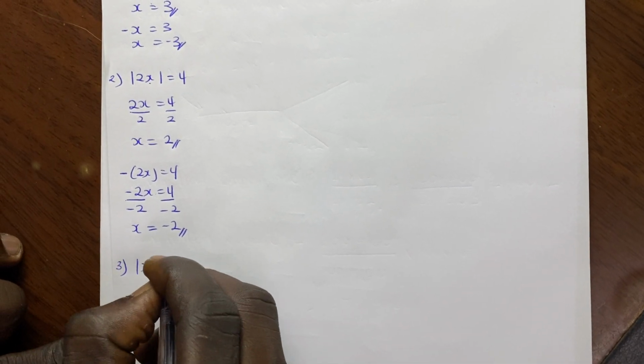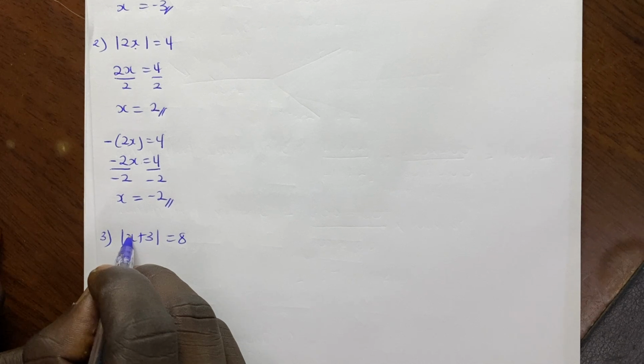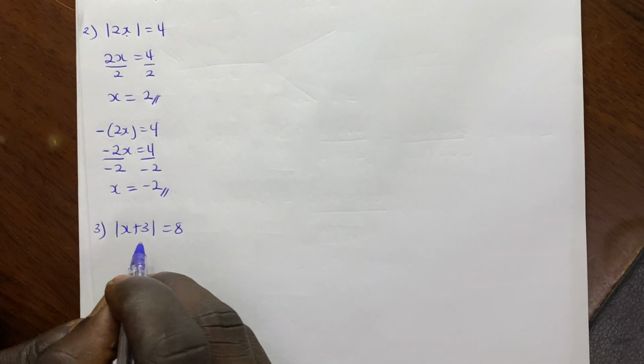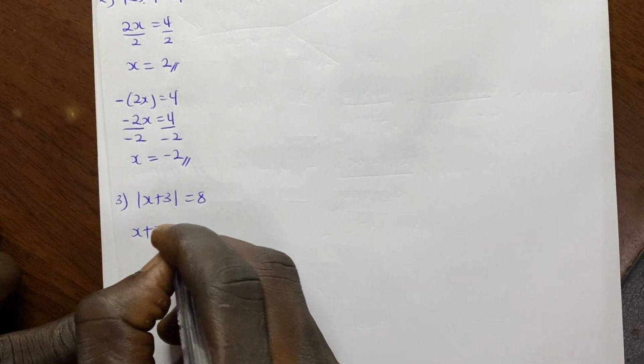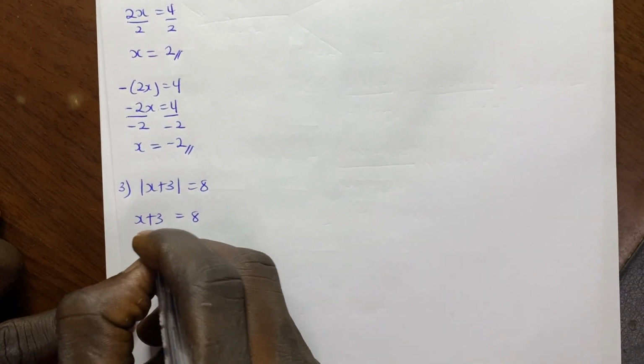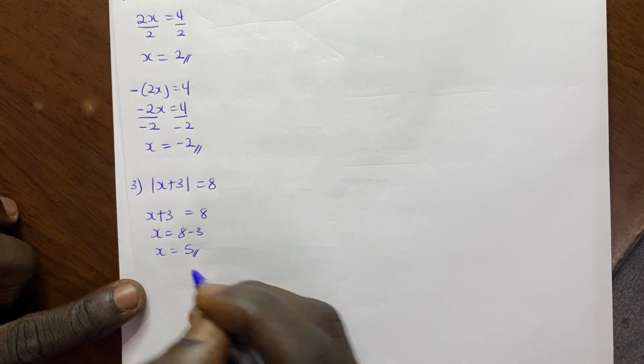Third question, absolute of x plus 3 is equal to 8. Now we treat this as positive, and then later on we'll treat it as negative. Taking the positive side, we get x plus 3 is equal to 8. And x is going to give us 8 minus 3, x is equal to 5 for the positive.